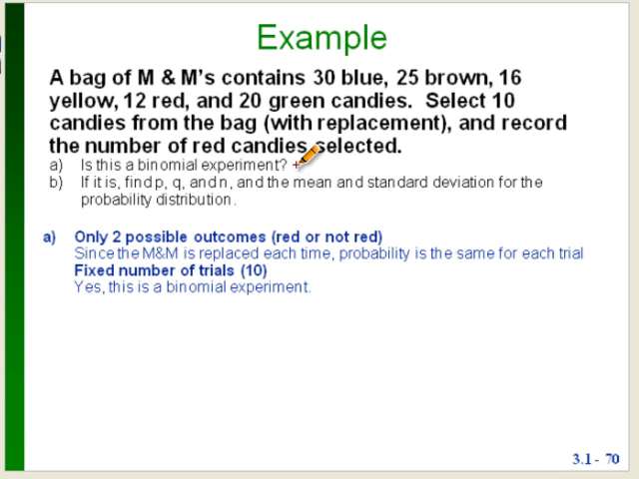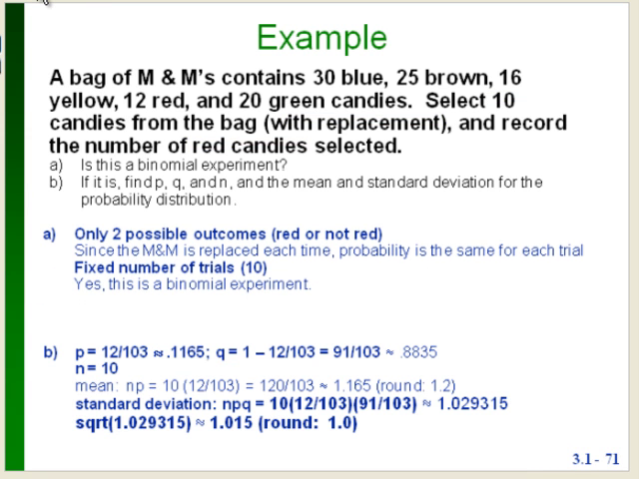So for the first question, is this a binomial experiment? Well, there are only two outcomes, because it can either be red or not red, because that's what we're recording up here. Since we're replacing the M&M each time, because it says with replacement, that means the probability is going to be the same for each trial. We do have a fixed number of trials because we're selecting 10 candies. So yes, this is a binomial experiment.